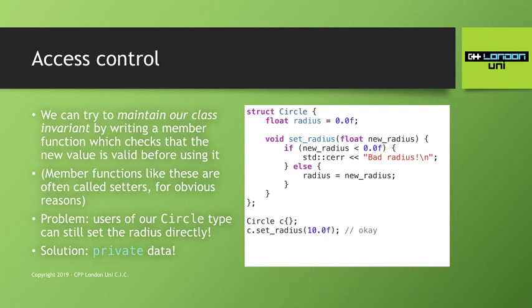So we create a circle. We haven't given it an initializer, so it's just going to use the default one there, 0.0. And then we're going to call setRadius with the value 10. It's going to say, is 10 less than 0? No, it's not. So we're going to go to the else branch. It's going to set the radius to 10. Happy days. Everything's good.